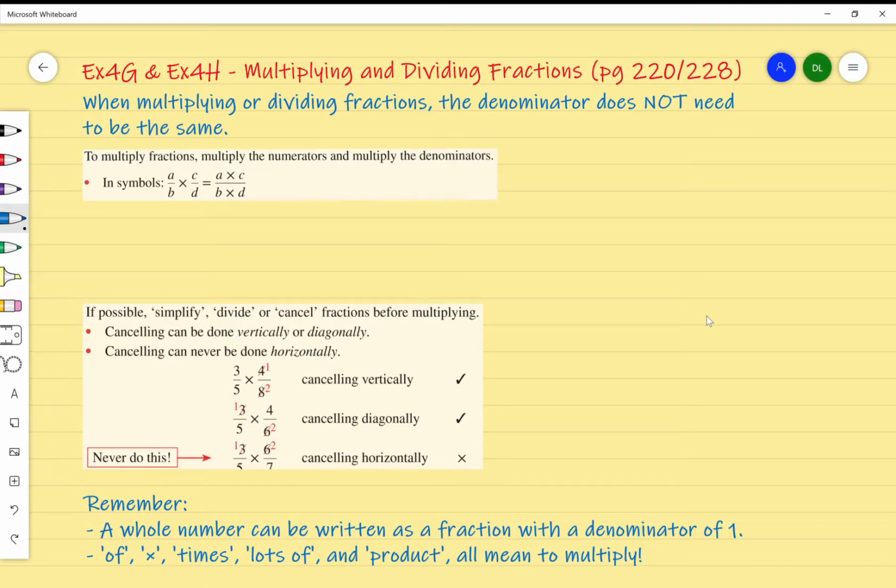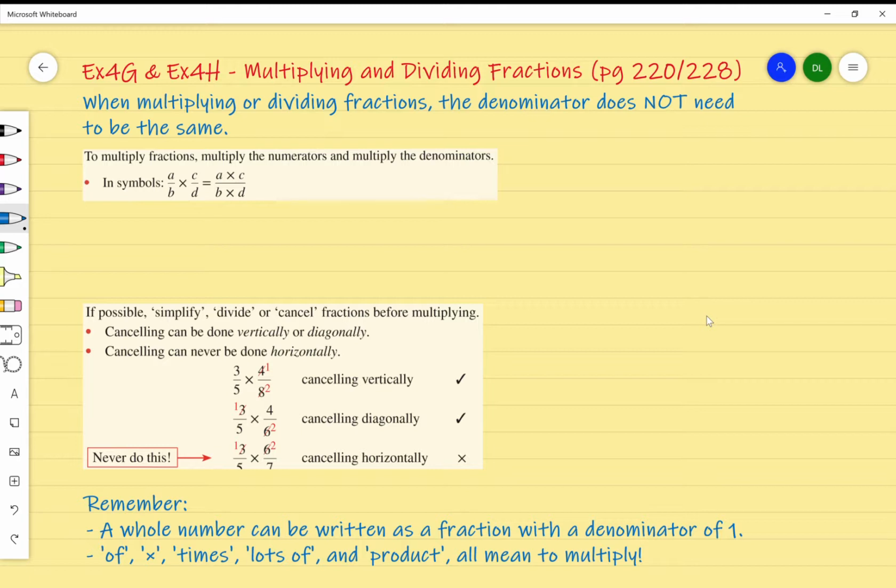Once again, this video is going to be covering 4G and 4H, which is stuff that at least I know my class has already gone through. So for some of you, this is revision. For others, this is new content. All right, so this is on multiplying and dividing fractions, which is on page 220 or 228 of your textbook, depending on what exercise you're looking at.